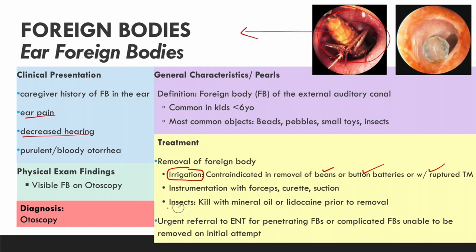And then insects are their own thing. With insects, the first thing you want to do is kill the insect. You can either use mineral oil or lidocaine, and you want to fill that ear canal. Do not use water, because the bug will swim around trying to fight for its life, and it becomes more uncomfortable. Usually in the ER, I'll put some lidocaine in there. That will suffocate the insect. They'll die. The patient will feel a little bit better. And then you go about trying to remove the insect. You can either grab it with instrumentation, or my preferred method is irrigation.